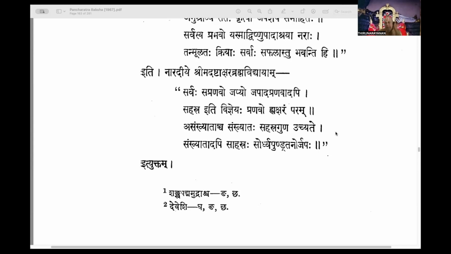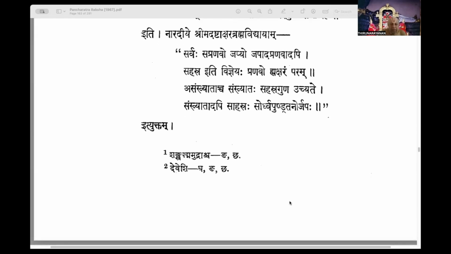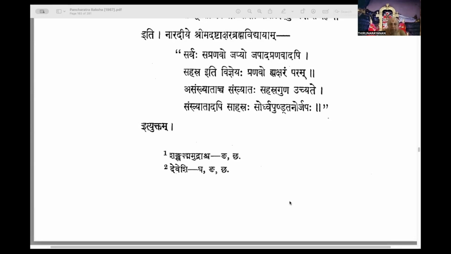Bhavanti, indeed, surely they are successful. You need not doubt about it. You cannot have apprehensions. So worshipping Lord Vishnu will give you all fruits. So it does, Bodhayana Sutra said. The Naradiya Samhita, here it's called Naradiya Samhita, it's not Narada Purana. So Naradiya Samhita, Srimad Ashtakshara Brahma Vidyayam.